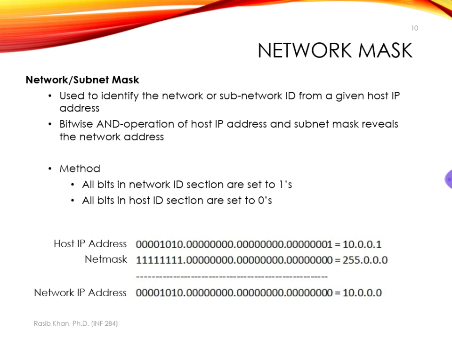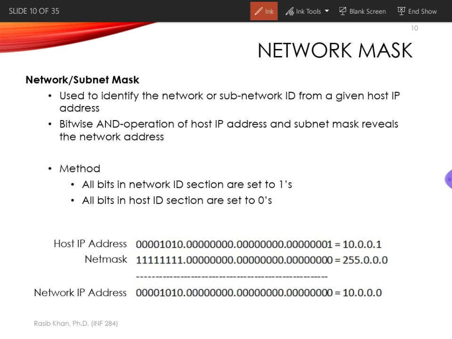So now, let's try to understand an additional addressing component that we call the mask. A mask could be applicable for a network or a division of a network that we call a subnetwork. So network and subnetworks both can have something that we call a mask, and a mask is used to identify the network or the subnetwork ID from a given host IP address.